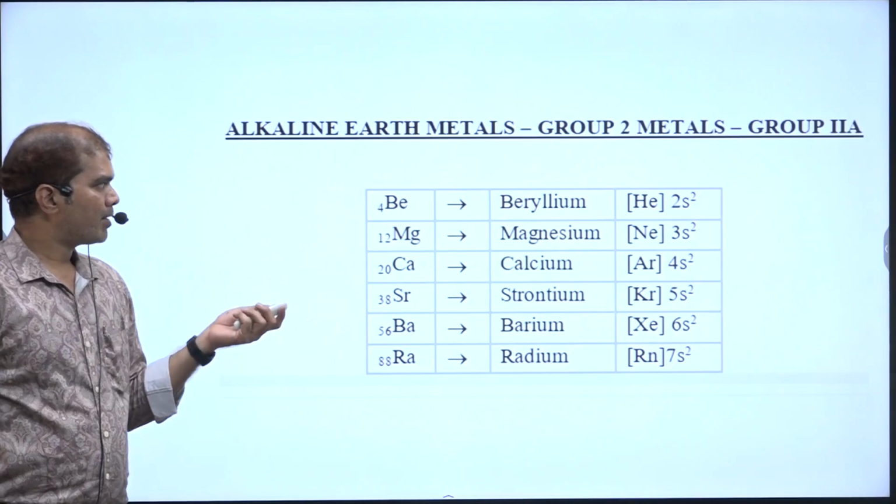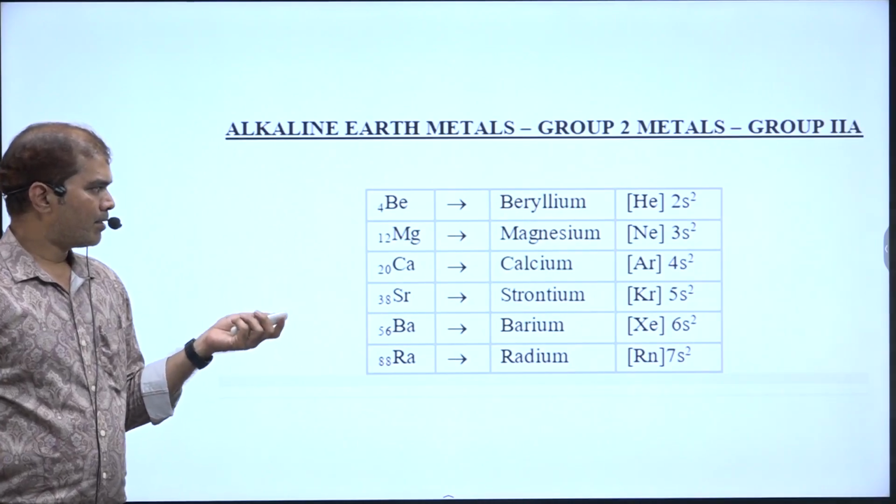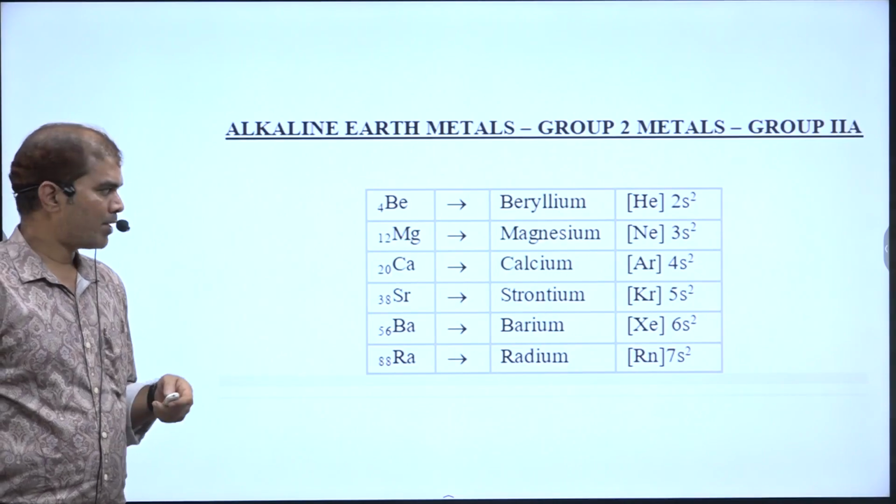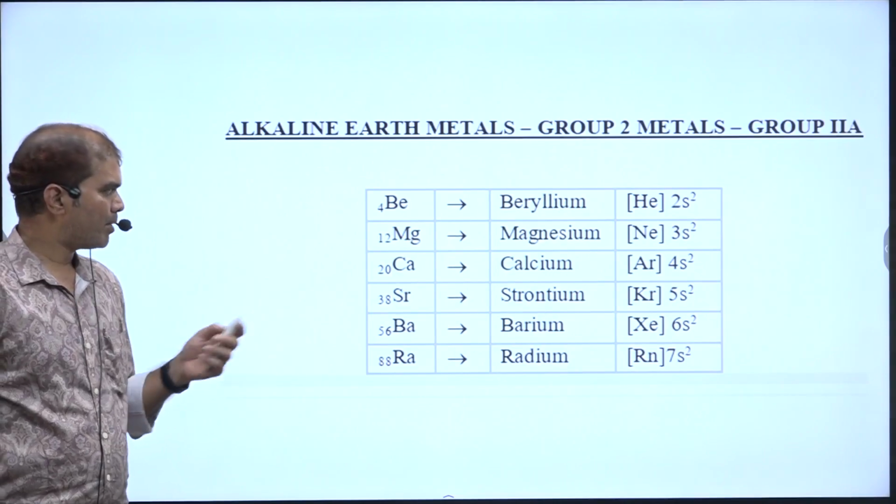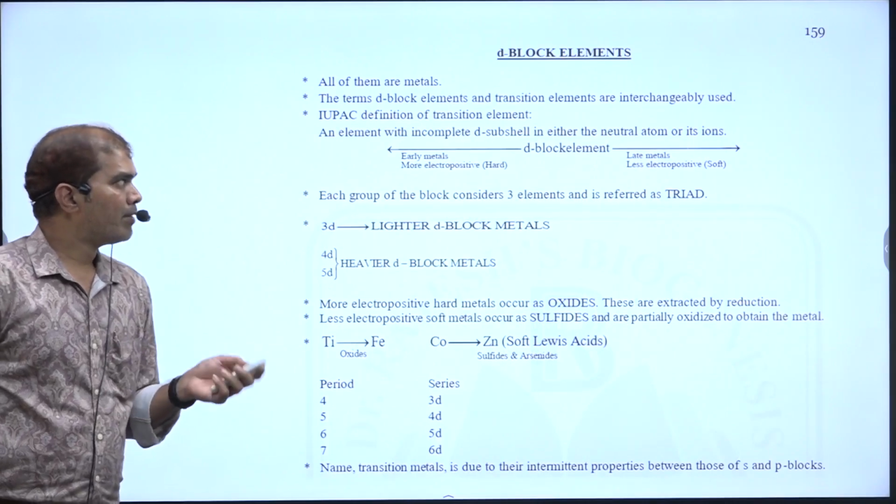Then we also have alkaline earth metals. For the alkaline earth metals also, the physical and chemical properties have been given along with the multiple choice questions and the previous year questions. Later on we have D block elements.